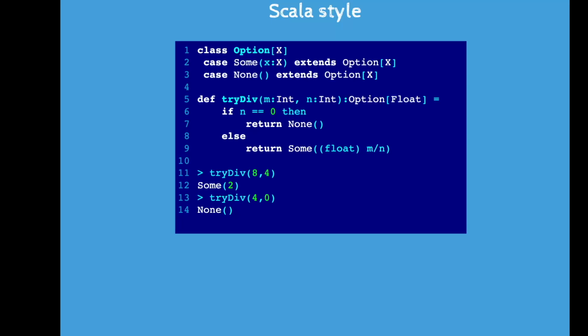On the other hand, if we have a non-zero value, then we go ahead and convert that to floating point numbers and divide it, returning some value. When we run this on the program, we see that 8 divided by 4 comes back as some value, in this case 2. However, when we try to divide by 0, it returns none.